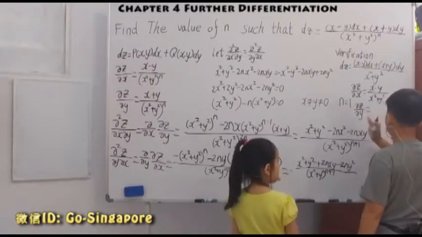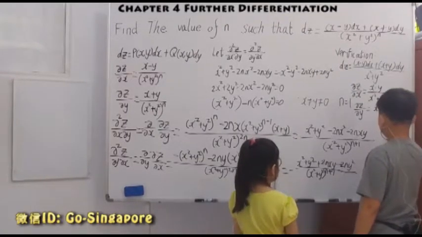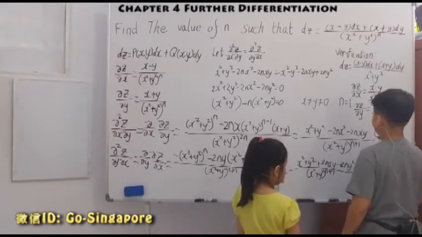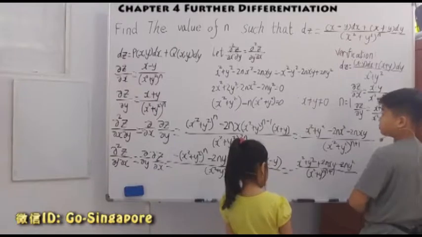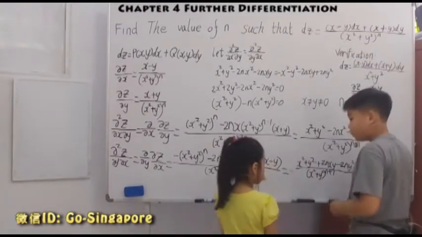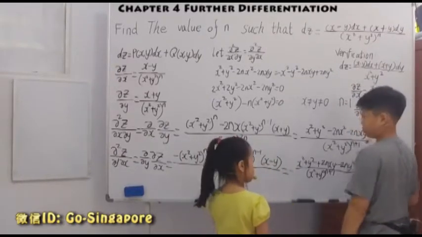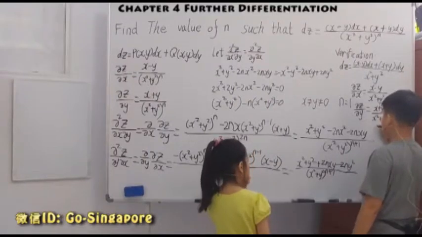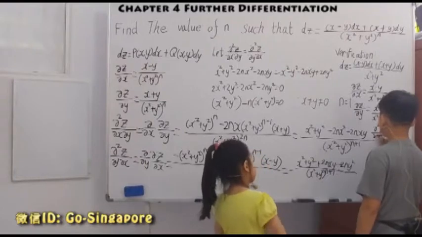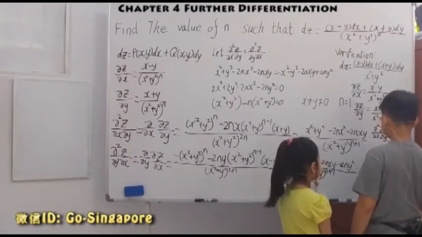So for partial z, partial y, it will be similar, like this. Very good. Haven't finished. Next is the mixed partial differentiation, the mixed partial derivative. Okay.